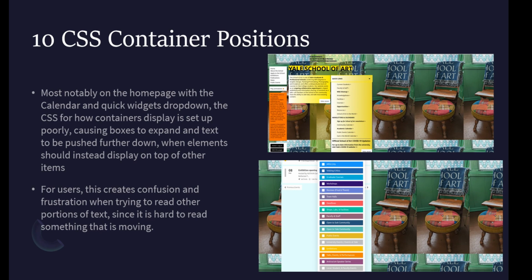Most notably on the home page with the calendar and quick widgets drop down, the CSS for how containers display is set up poorly, causing boxes to expand and text to be pushed further down when elements should instead display on top of other items. For users, this creates confusion and frustration when trying to read other portions of text.